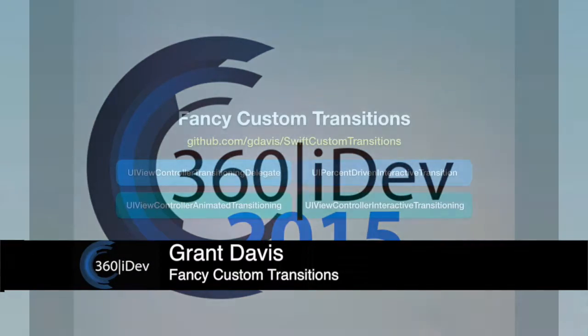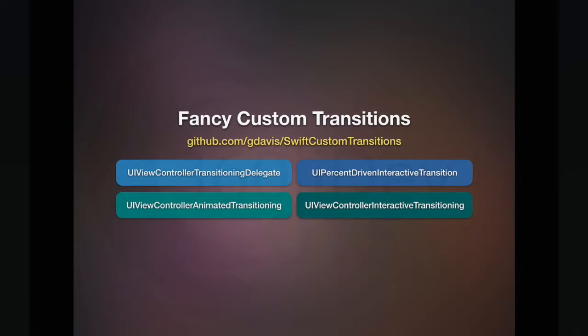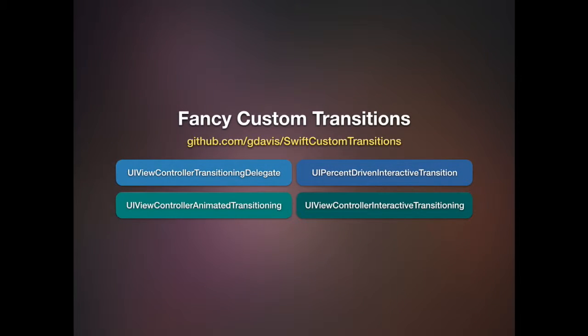Custom transitions. If you want to take down the code from GitHub, we will be doing some code exercises today and walking through actually implementing some of this custom transition stuff and doing a few examples. So that's on github.com/gdavis/Swift custom transitions. And we'll go ahead and get started.